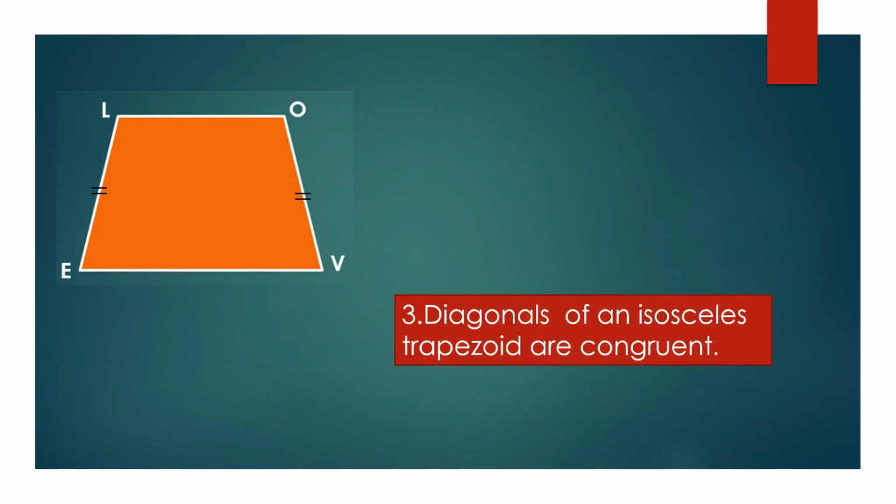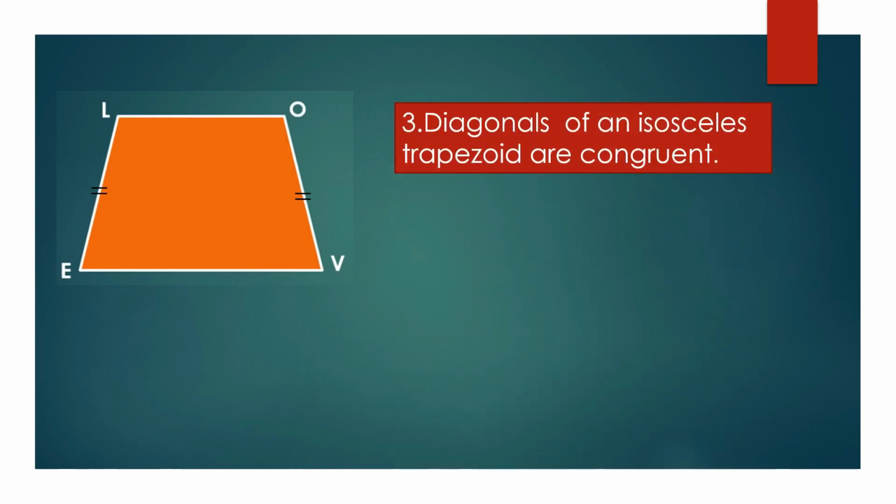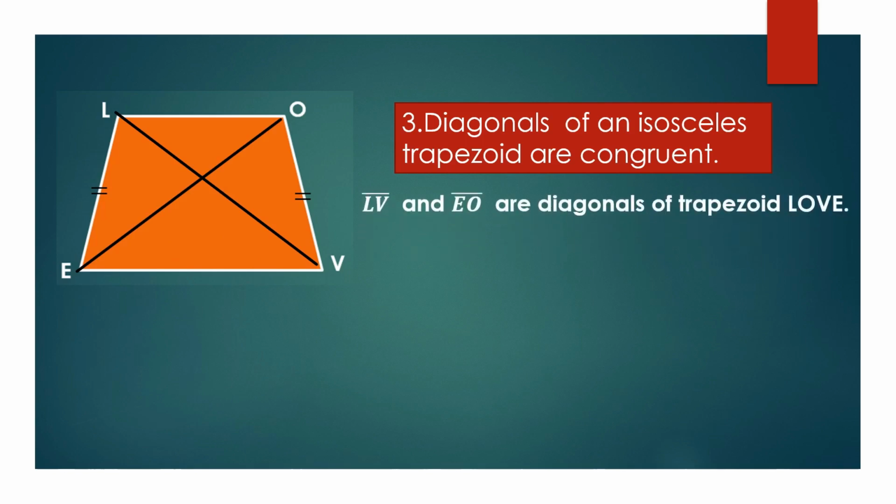Let's have the third theorem. Diagonals of an isosceles trapezoid are congruent. If we connect the opposite vertices L and V, segment LV is formed. Then the vertices E and O, segment EO is formed. So, segment LV and segment EO are diagonals of trapezoid LOVE.